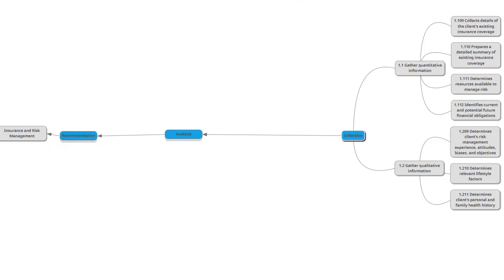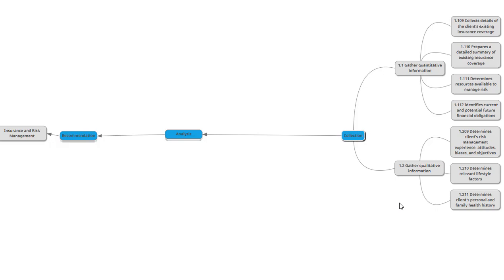So getting back to the collection, that's really split up into 2 areas: gathering the quantitative information and gathering the qualitative information. So when we look at insurance and risk management in terms of the collection of the quantitative information, what exactly are we talking about? Number 1, collect details of the client's existing insurance coverage. Number 2, prepare a detailed summary of existing insurance coverage. Number 3, determines resources available to manage risk. And finally, the 4th element for gathering quantitative information is identifies current and potential future financial obligations.